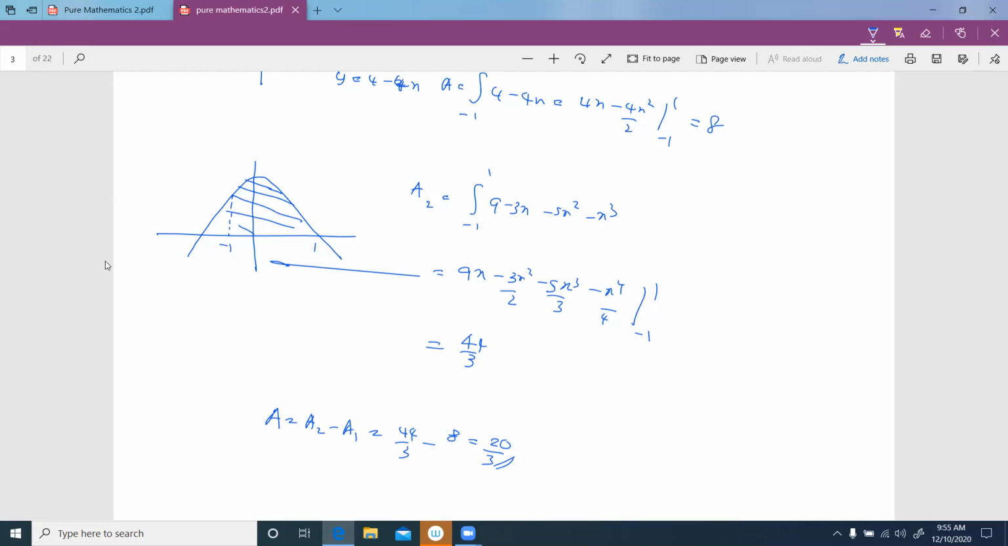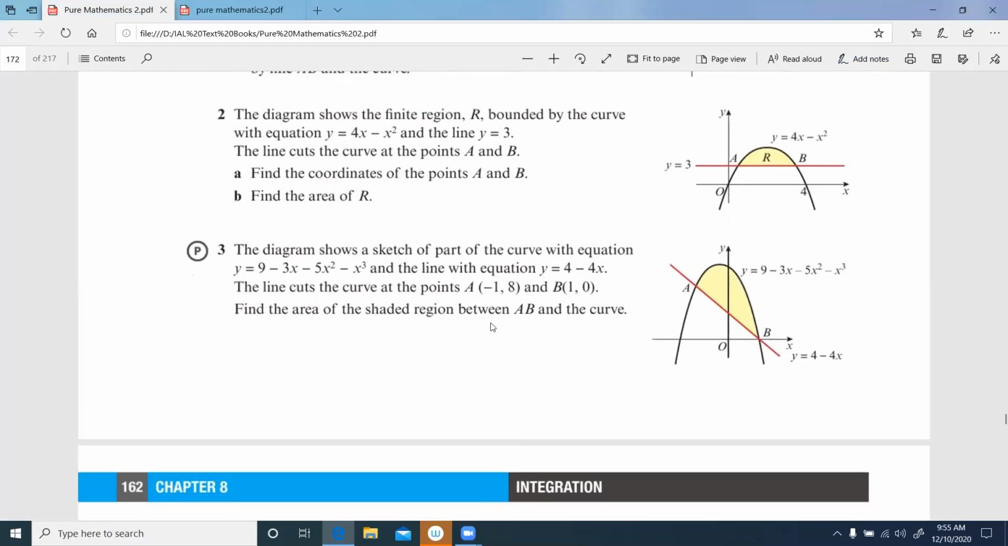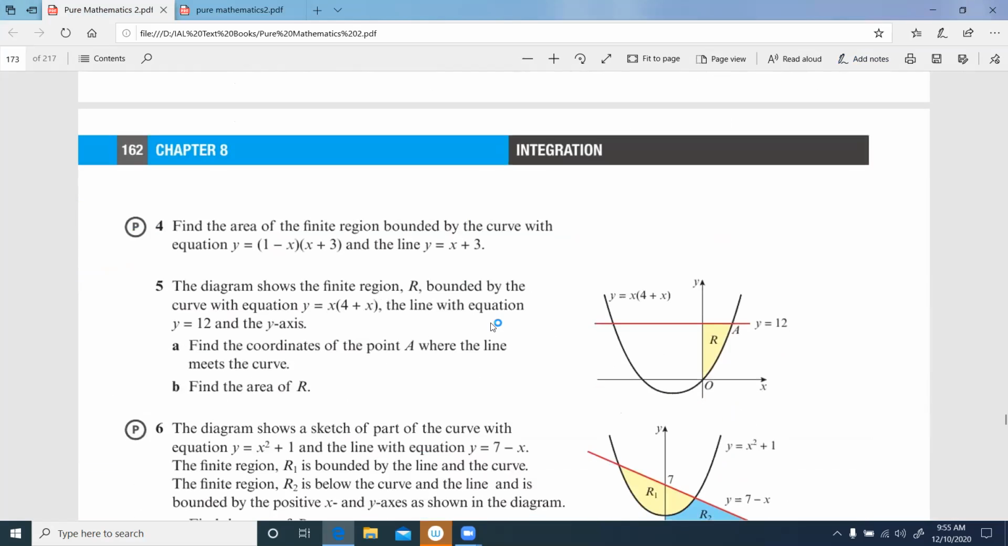Then question number 4. If you move up to this question number 4, they have given: find the area bounded by the finite region y equals to 1 minus x times x plus 3 with y equals to x plus 3 graph, right?